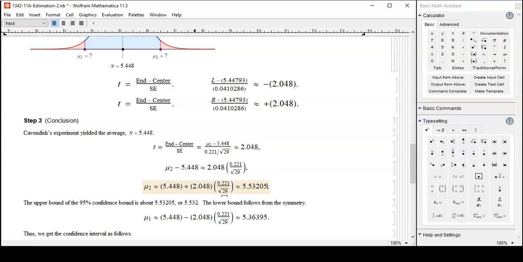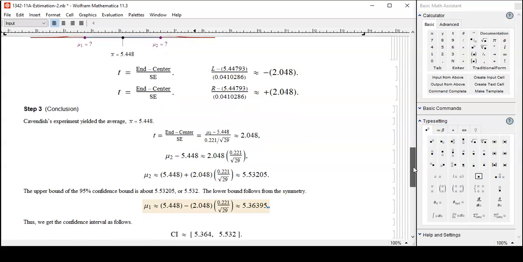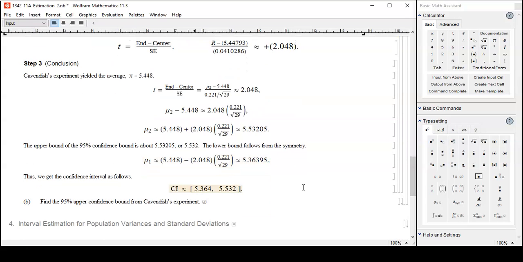Center plus the margin of error, t-score times SE. Here, the center minus the margin of error, t-score times SE. You see, remember this margin of error as z times SE, now t times SE. So 5.532 versus 3.634, yes, and thus we have this as a confidence interval, the 95% confidence interval. Make sense?